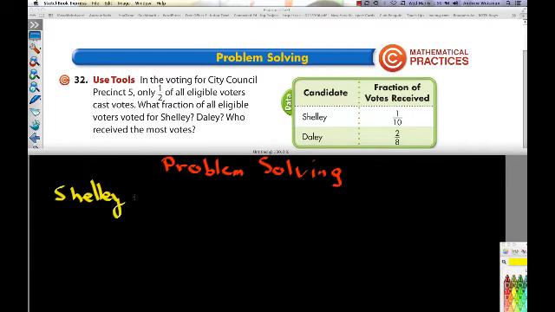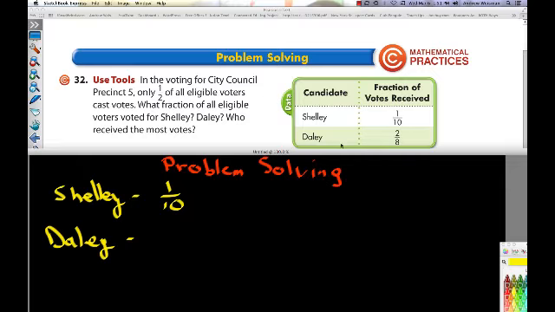how many votes she received according to, here's Shelley, fraction of votes received. She received 1/10 of the vote. Okay, that was easy. Now we have to figure out for Daly. So I'm going to write Daly here. I'm writing down the information that I can figure out here.